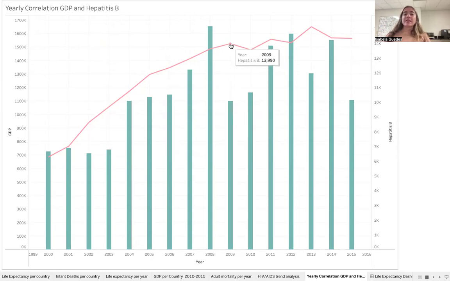And then you can see that hepatitis was very high when the GDP was low. You can also see that here, when the GDP rises in 2012, hepatitis cases decrease. And over here in 2013, when the GDP decreases, the cases increase. There is no solid relationship between them, nothing for sure, but we can see that there is a negative relationship between them. When one increases, the other decreases, and vice versa.